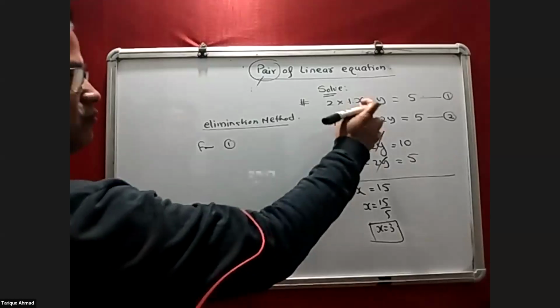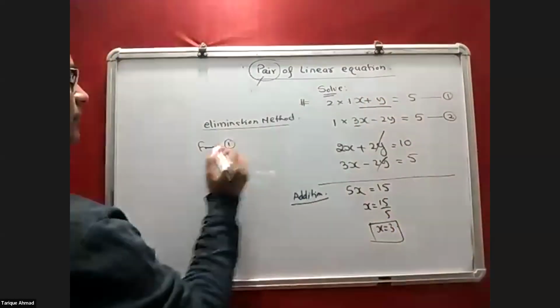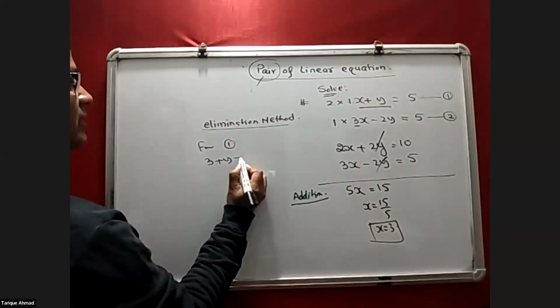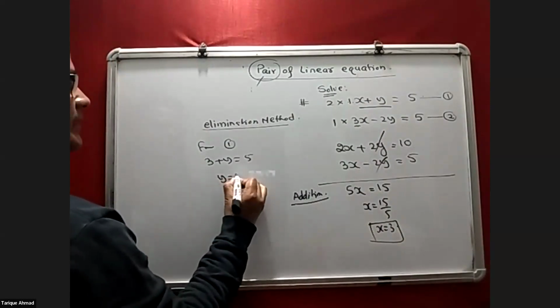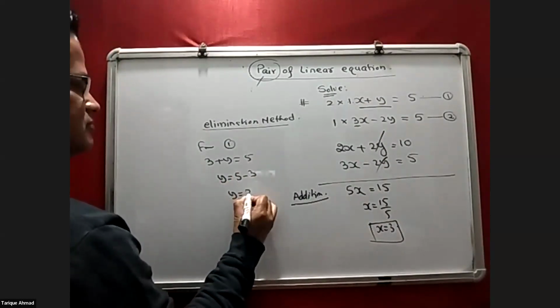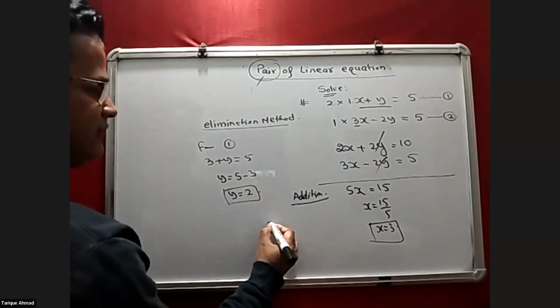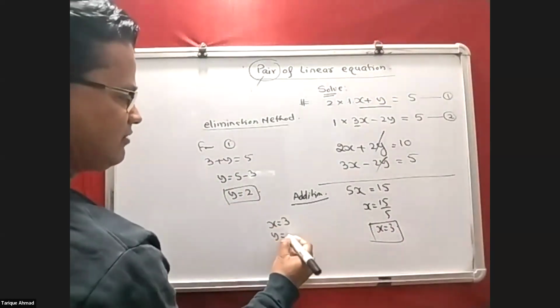From equation 1, putting x is 3: 3 plus y equals 5. So y is 5 minus 3. So y is 2. Finally, we get x as 3 and y as 2.